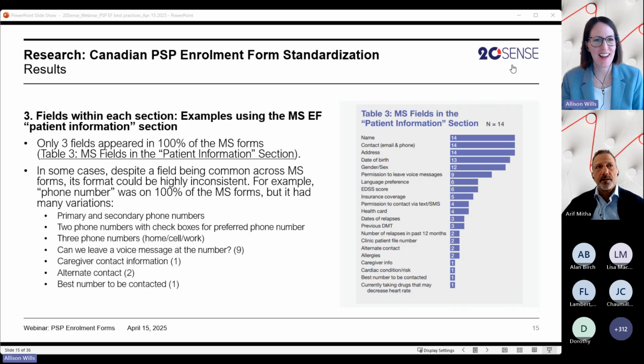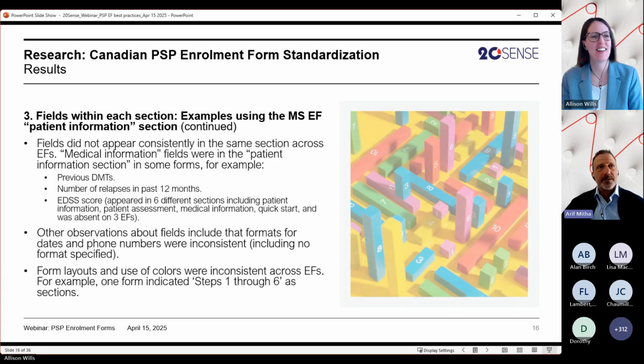It's funny to think how many ways there are to ask for a phone number. There are many. We're learning through the forms. Yeah, exactly. All right, let's go to the next page.